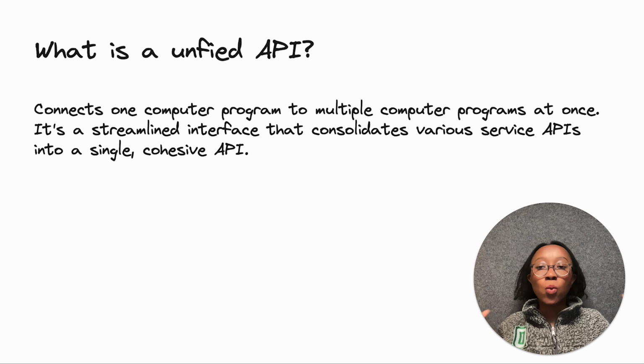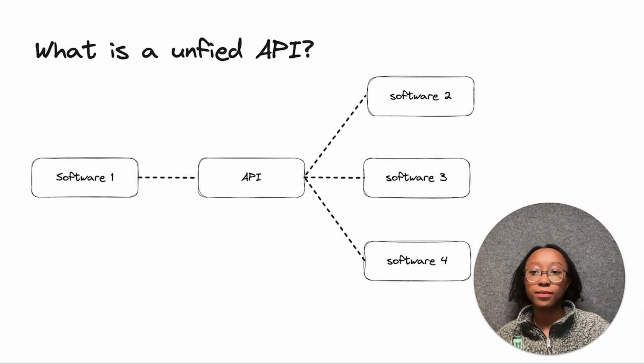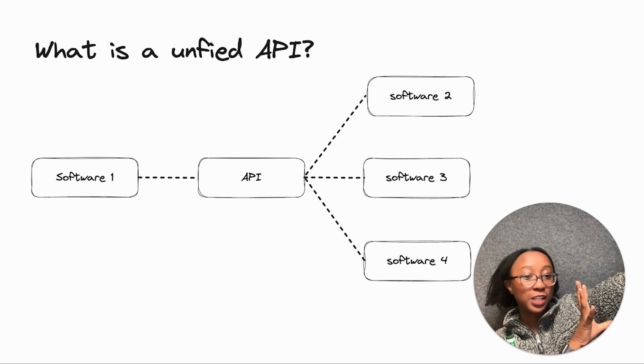Now let's dive into what a unified API is. A unified API is a type of API, but instead of connecting one piece of software, it enables you to connect with multiple computer programs at once. This is kind of a graphic of it. You'll have one piece of software, you'll use your unified API, and you'll be able to speak to multiple pieces of software.